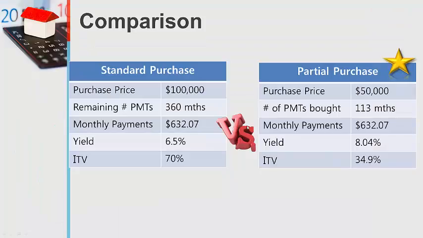Here's a comparison of a standard note versus a partial note purchase. In our example, with a standard purchase, the investor receives a lower yield, the ITV is higher, and there's a higher cost to invest. In contrast, the partial purchase provides a higher yield, much lower risk and shorter term length, and a lower cost to invest.